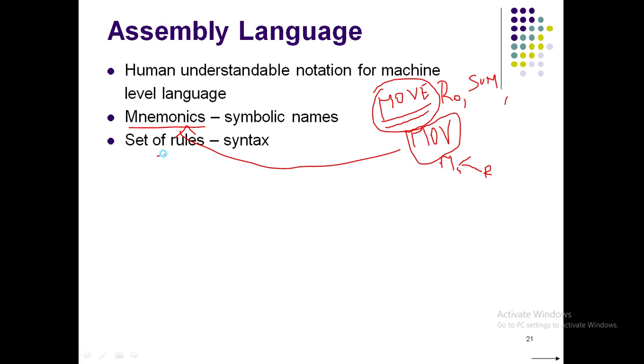Now, what are these rules? We spoke of some rules. These are very simple rules. After the symbolic name, there should always be a space. Here, in between move and R0, there should always be a space. And after the space, we will be writing the name of the register. This register is nothing but the what? Anybody? It is the source. This register is the source.